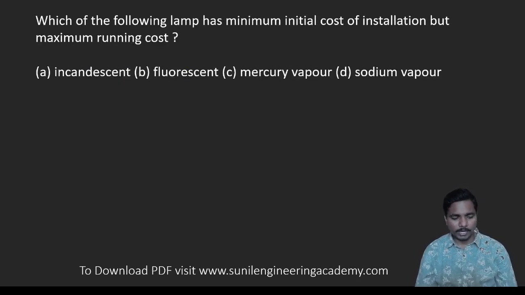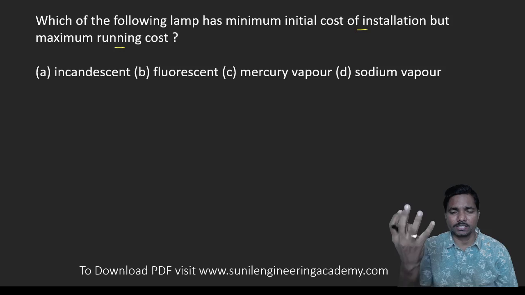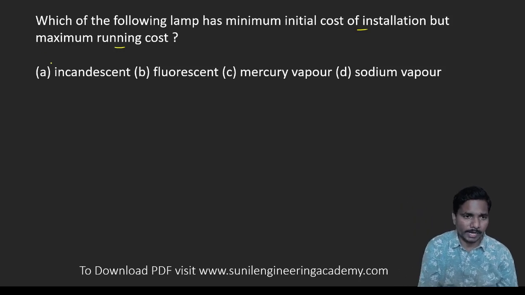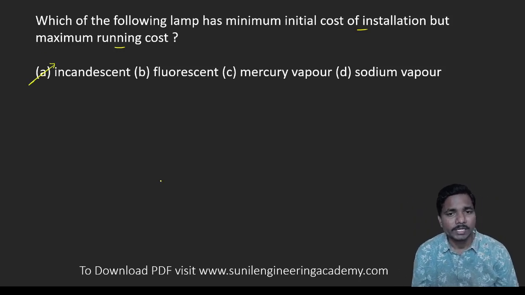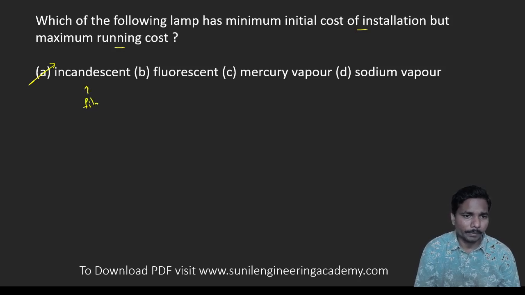Which of the following lamps has minimum initial cost of installation but maximum running cost? Minimum installation cost: let us take the incandescent lamp. We can simply install an incandescent lamp, and after that the running cost is higher because it consumes more power. It is also called a general service lamp, GLS lamp, or filament lamp.